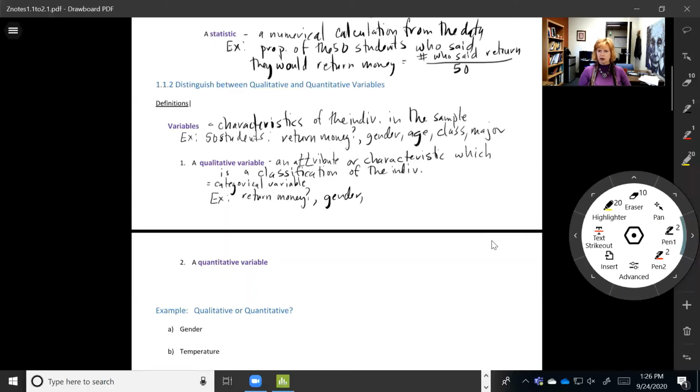Age is not a categorical variable. That's a number. So you don't classify people by their age. You might make age groups, that would be categorical, but here that is not a categorical variable. Class, freshman, sophomore, junior, senior, other is a categorical variable, and so is major. All right, so there's several categories that each person could be within these particular variables.